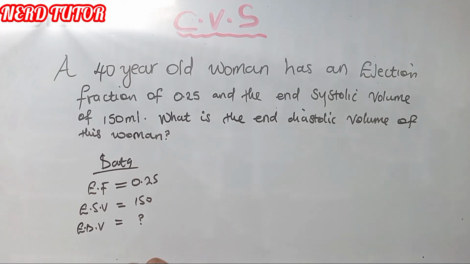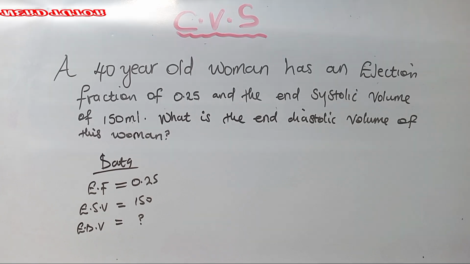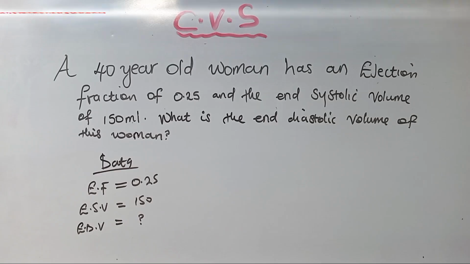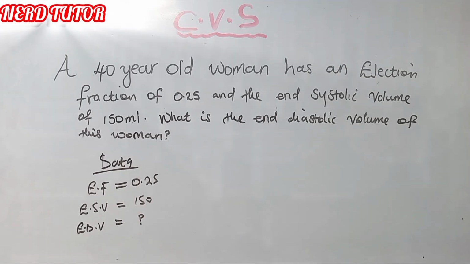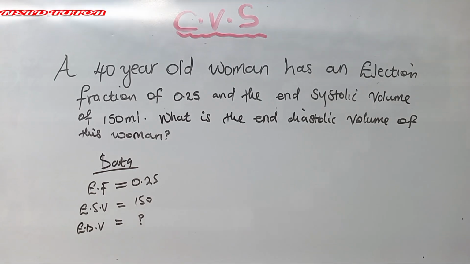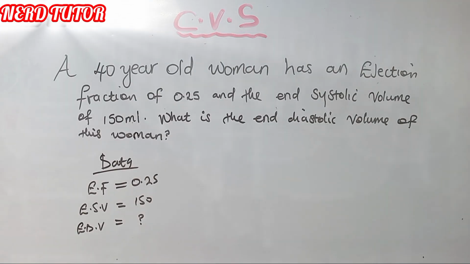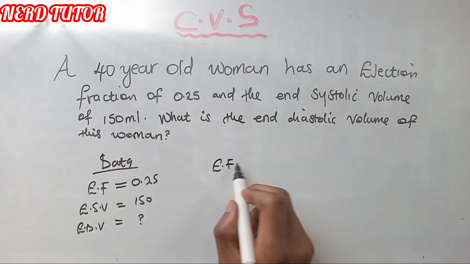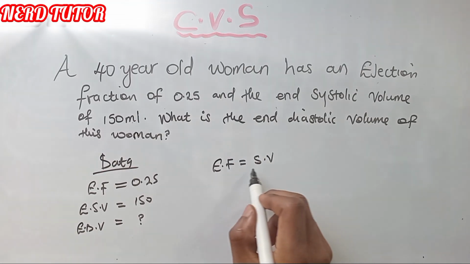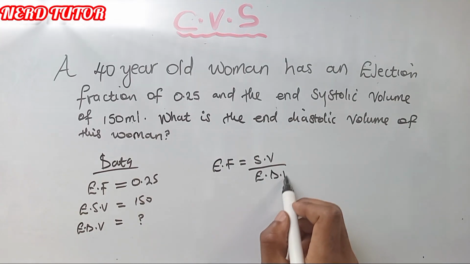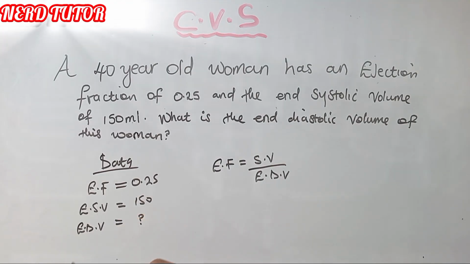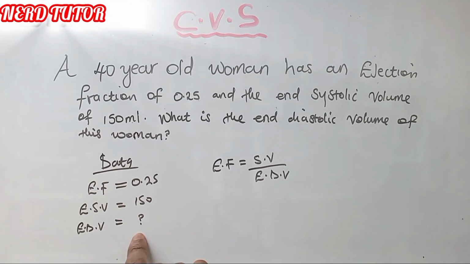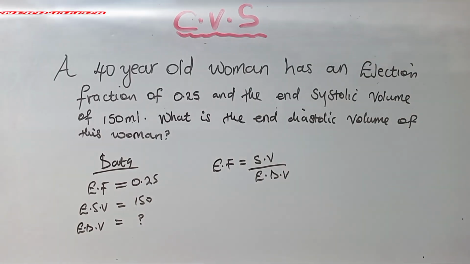Now, looking at these figures, we first have to look for the formula that relates these three parameters. The only formula that relates them is the formula for ejection fraction. It will be very easy to solve because we do have the ejection fraction in the question. So we're going to use the same formula: ejection fraction is equal to the stroke volume divided by the end diastolic volume. Do we have the end diastolic volume? No. Do we have the stroke volume? No.